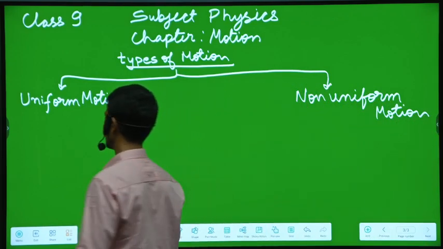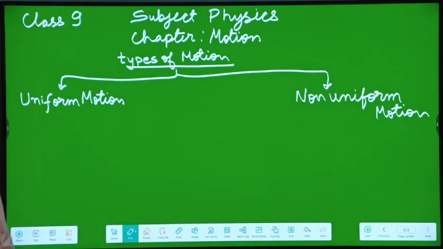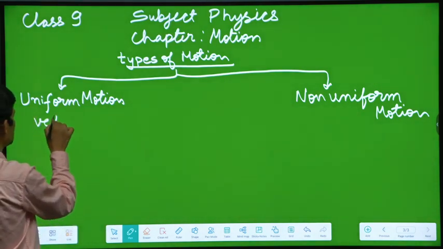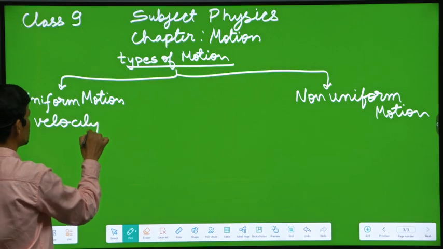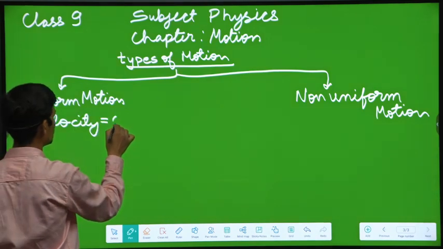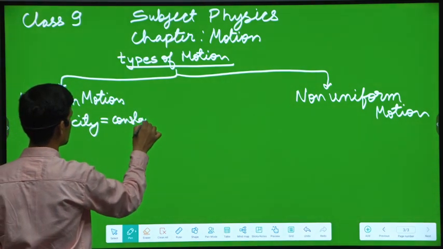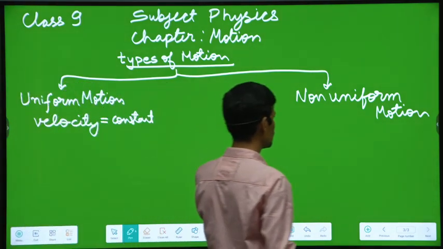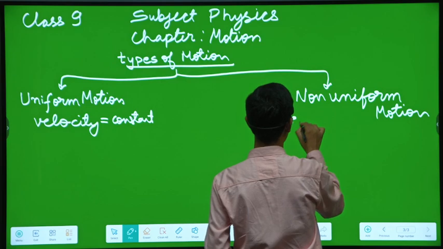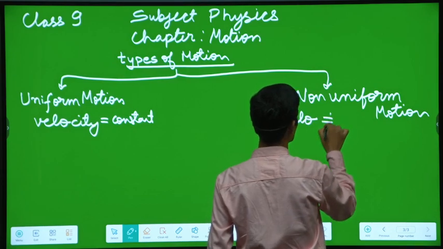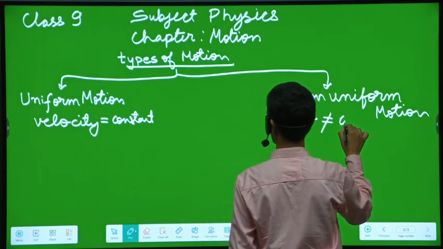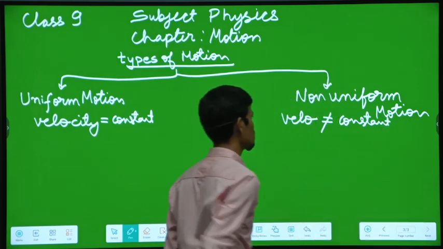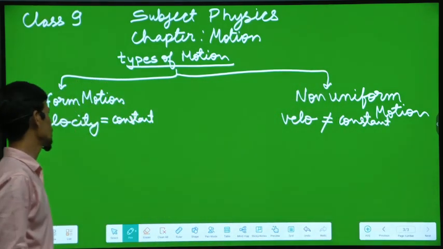All right, so in uniform motion, remember, velocity remains the same, and in non-uniform motion, velocity is not constant. It changes in non-uniform motion.